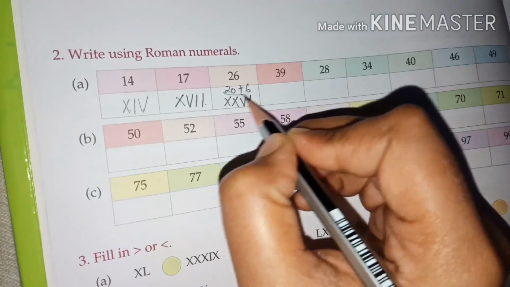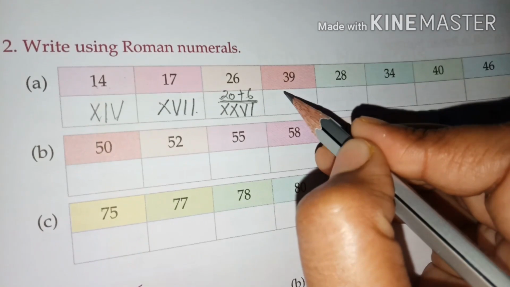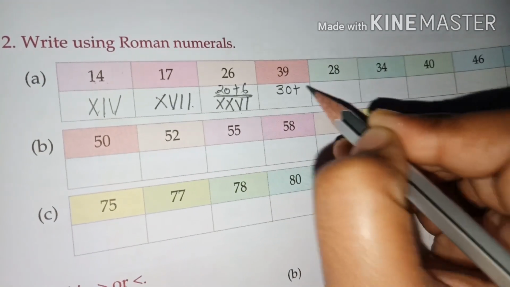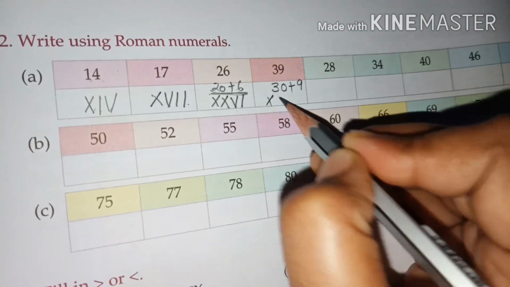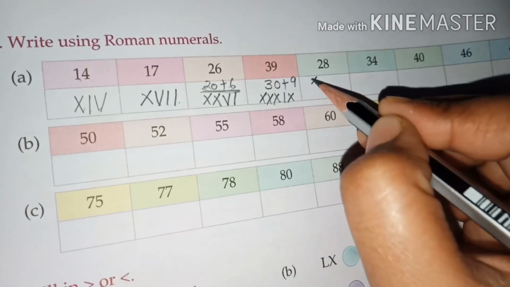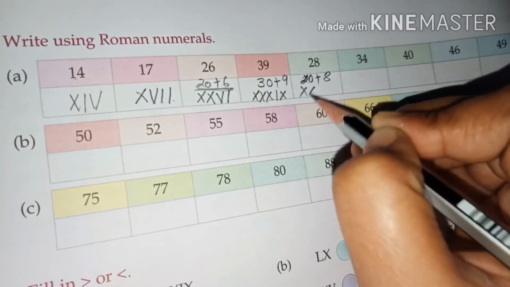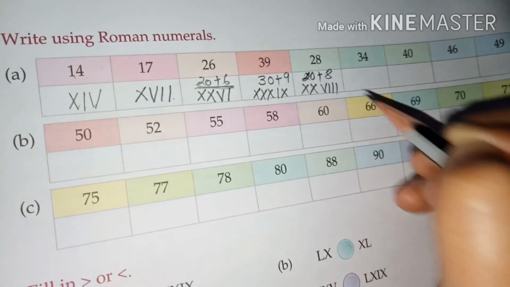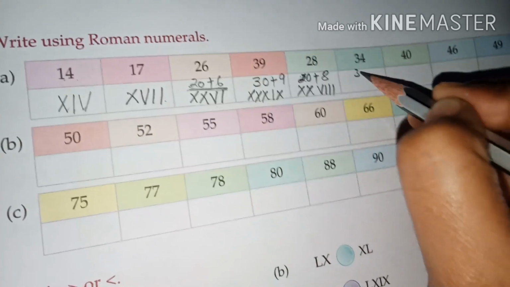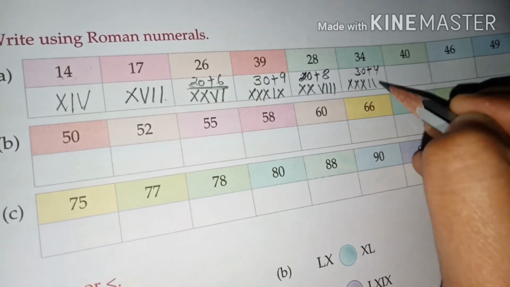You can also use this method to write the numbers. If you want to write, you can separate them and then write: XXX is our 30 and IX is our 9. It is also one of the easiest methods. 20 plus 8, so 20 is XX and 8 is VIII. 30 plus 4, so 30 will be XXX and 4 will be IV.